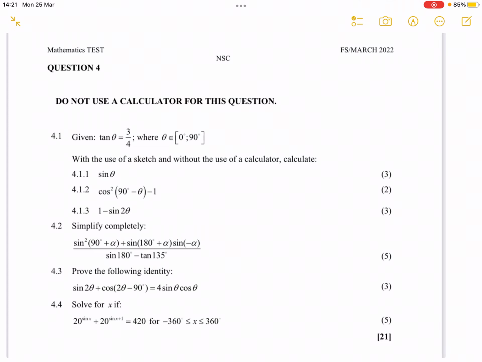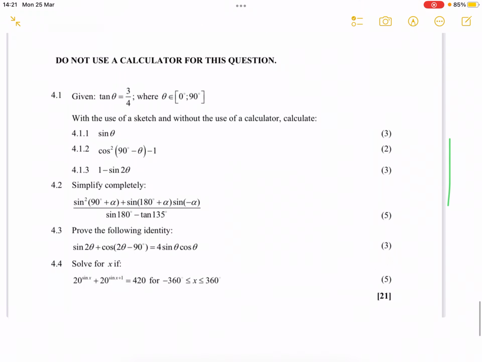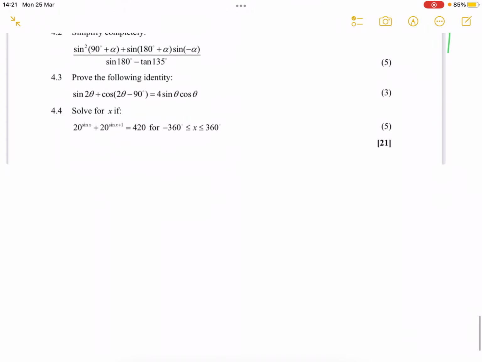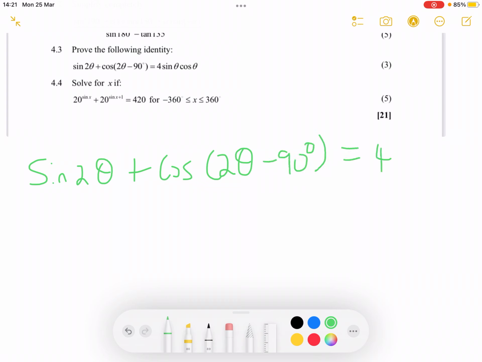Today we'll be looking at 4.3, which says prove the following identity, which is given by sine 2 theta plus cos of 2 theta minus 90 equals 4 sine theta cos theta.